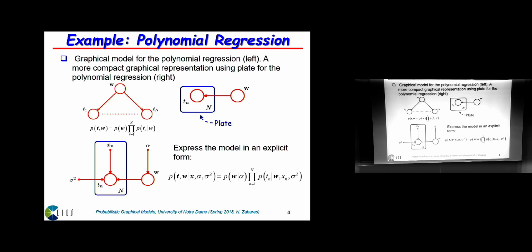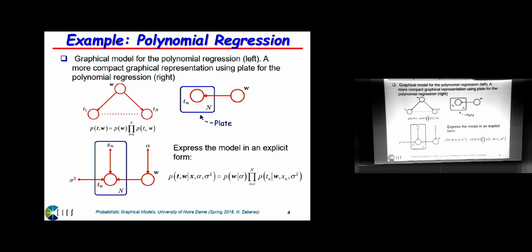This is in its most general form, where the prior on W has some hyperparameters alpha, and the likelihood model for each input, for each W, depends on some noise variance sigma square, which is not known. So this is, again in more detail, the joint probability of T and W. T is the response, and W are the unknown regression coefficients.